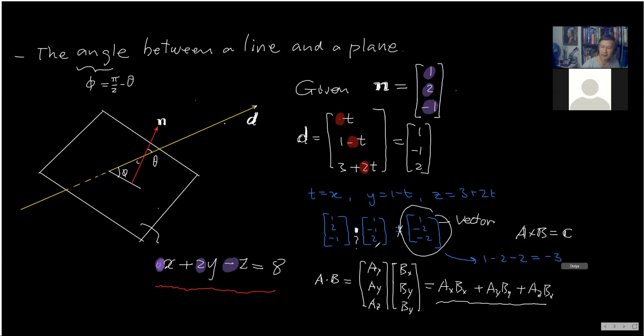The third one will be negative. Yeah, that's right. Yes, -3. That's right. So this is the product. So how about the angle?